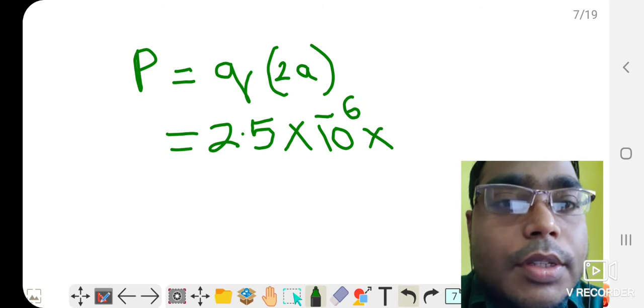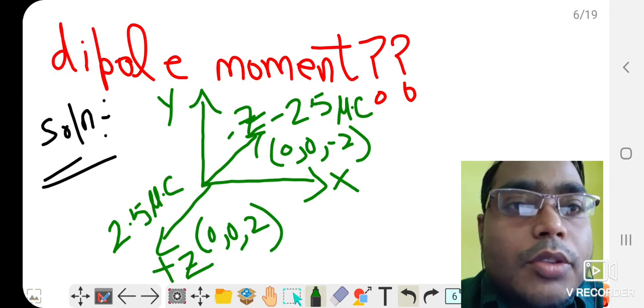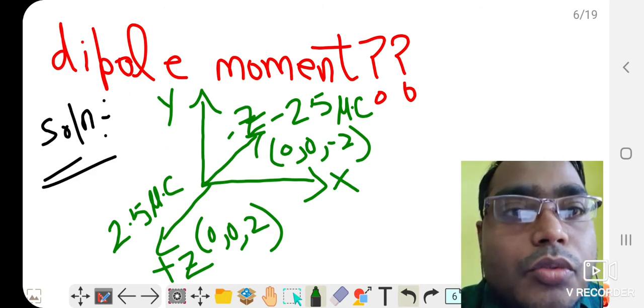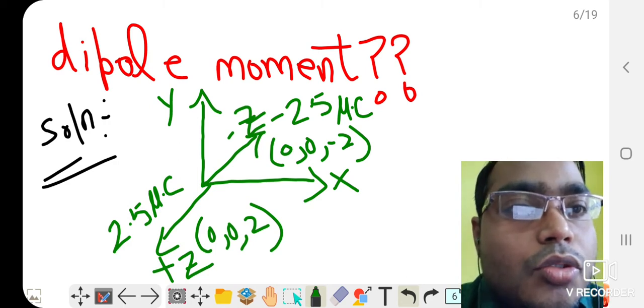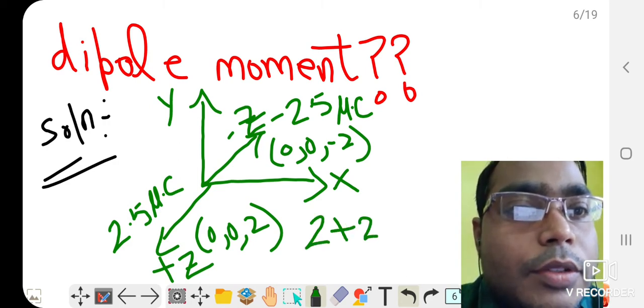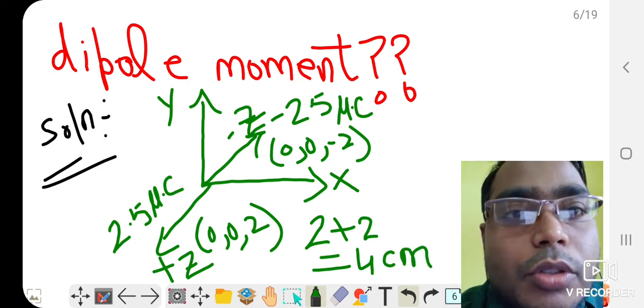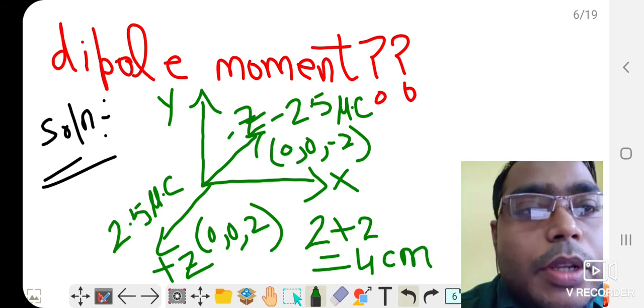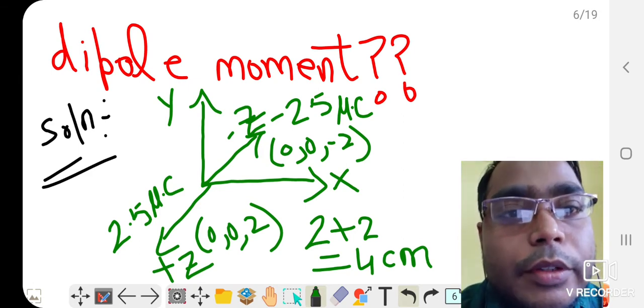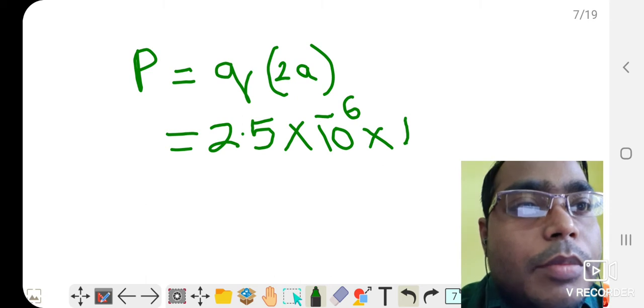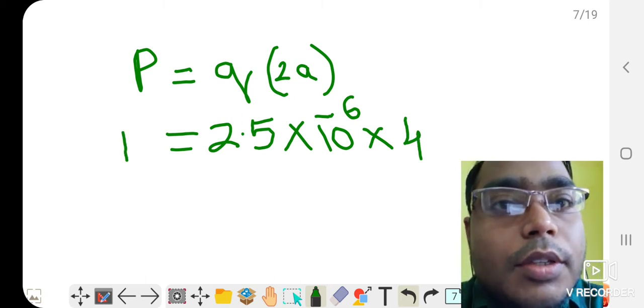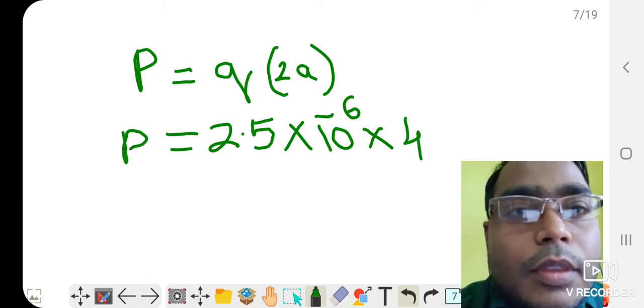And what is the distance between the two charges? As you can see, the distance between the two charges is given by 2 plus 2, right? So that will be how much? 4 centimeter. So I think it is clear to all of you. The distance between the two charges is 2 plus 2, so that is 4 centimeter. So we can multiply, this will be 4. So this is the solution of the question.